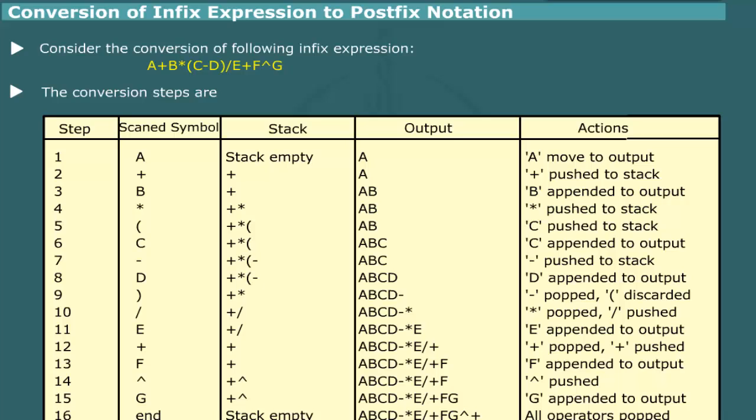Notice that up to step 8, all operands are appended to the output and operators are pushed onto stack. At step 9, right parenthesis is encountered and as consequence, minus and left parenthesis are popped. The minus operator is popped and left parenthesis is discarded. At step 10, slash is encountered. As a result, asterisk, which has the same priority as slash, is popped and appended to the output, and slash is pushed to the stack.